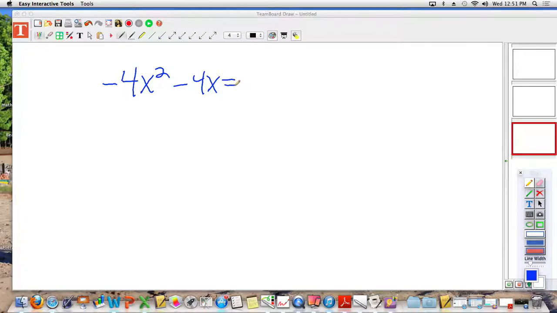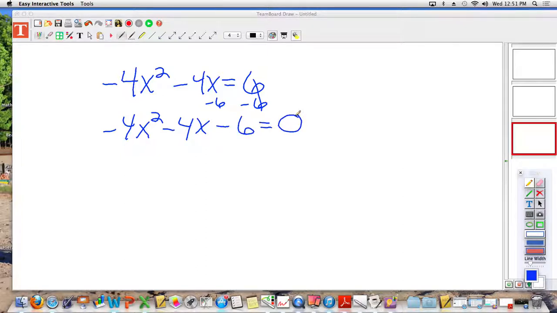Is it really time to go? Equals 6. I'm going to keep going because I want this recorded, but if you want to pack up and head out, that's okay.